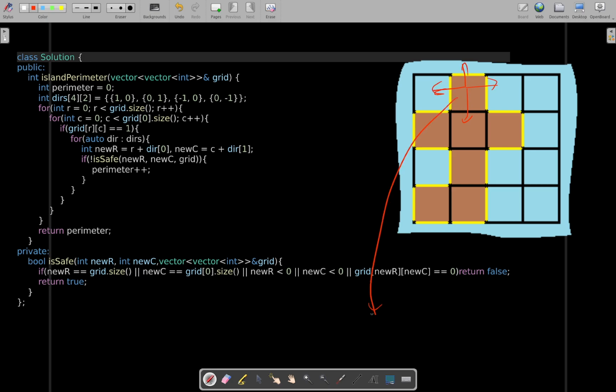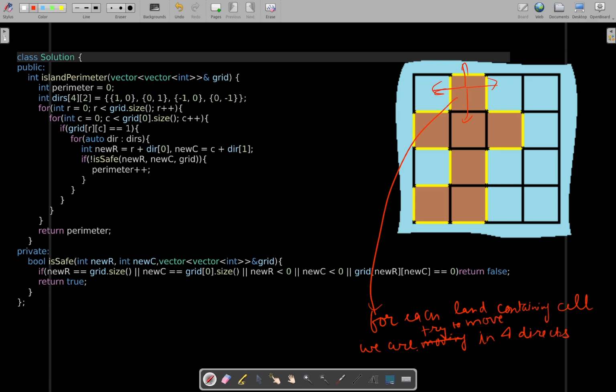So you can say that for each land containing cell, we are trying to move in four directions, to see basically which of the boundaries of the current cell will be contributing towards the perimeter.